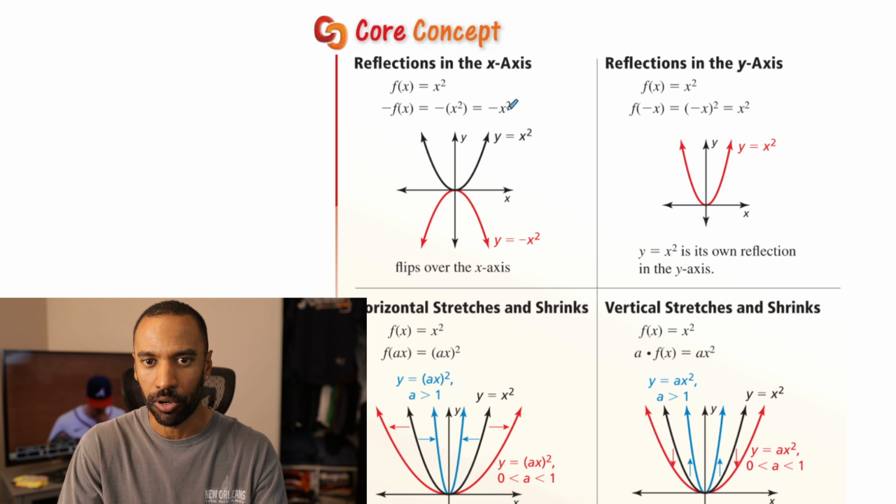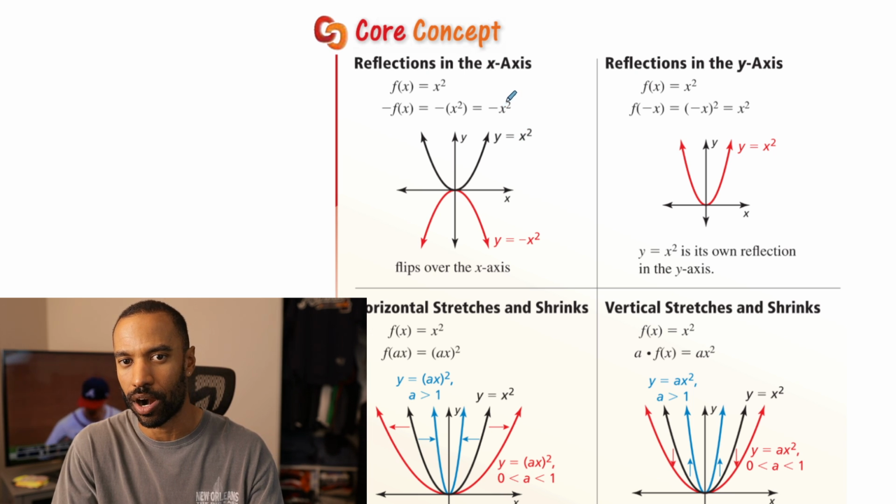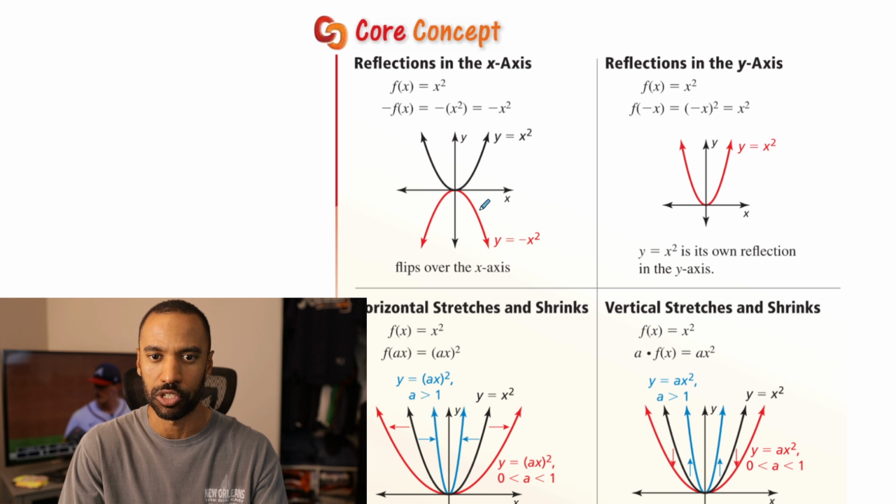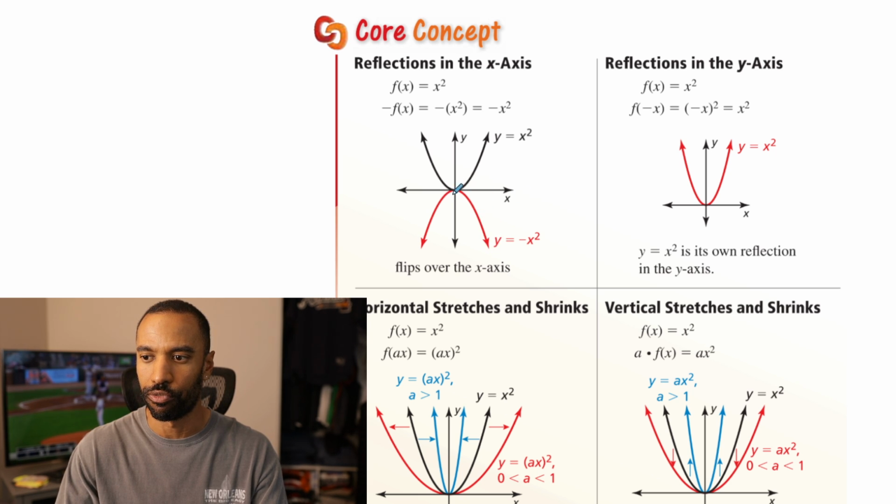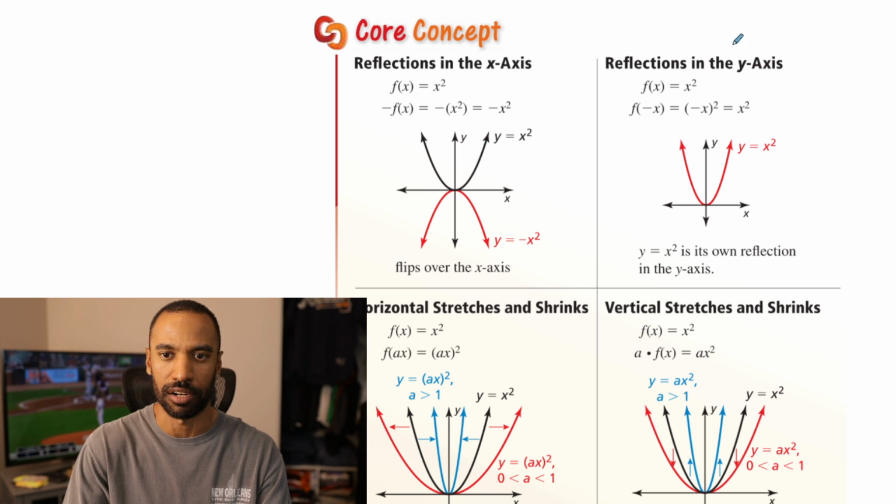Now, if we use a table, we follow our order of operations. We square our value, then we make it negative. That's why all the signs turn negative. So it's still 1, 1, 2, 4, 3, 9. It's just downward now instead of upward.